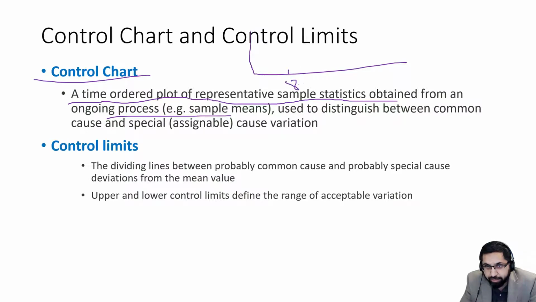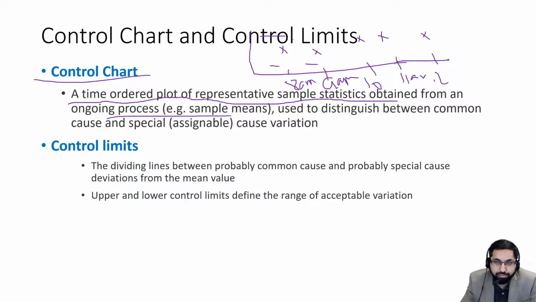At 8 a.m., the process average was here. At 9 a.m., the sample average fell a little bit. At 10 a.m., the sample average went up a little bit, but it's all fine because this is still acceptable variation. Then at 11 a.m., we got another value, at 12, we got another value, and so on. So each time you take a sample, you find the sample mean, the sample standard deviation, and you can plot them on a chart, and that's a control chart.